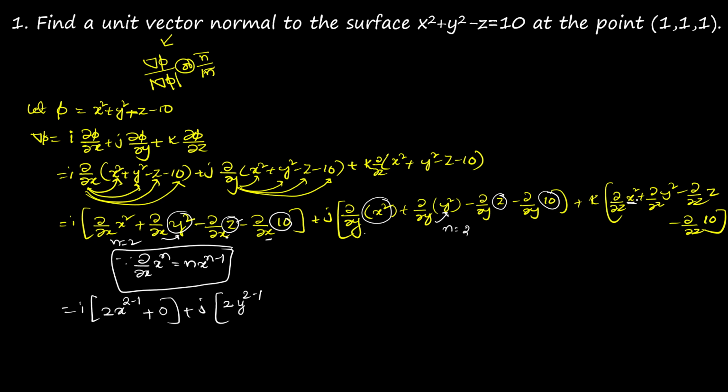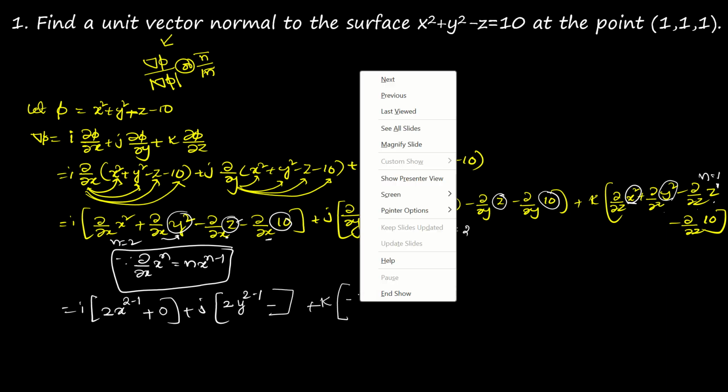Dou by dou z: there is no z term in x square, so the derivative will be 0. Dou by dou z of y square: there is no z term, the derivative is also 0. Dou by dou z of z: the power of z is 1, so take n equal to 1 and substitute in the formula. This is 0. Next, k of 0 minus 1 minus 1 into z to the power of 1 minus 1, that is z to the power of 0. Next.